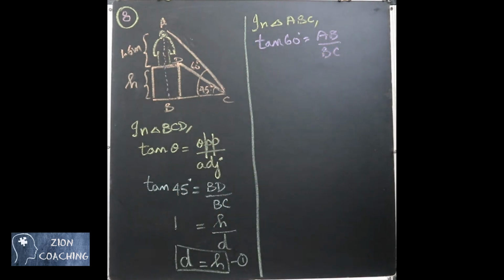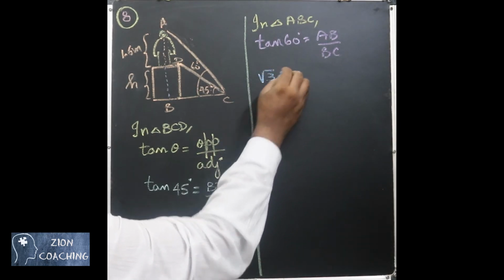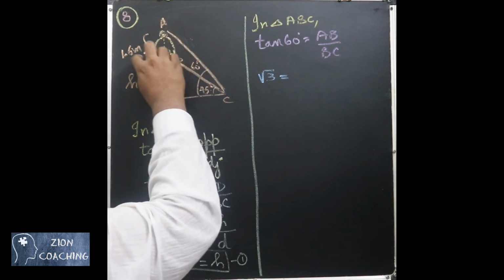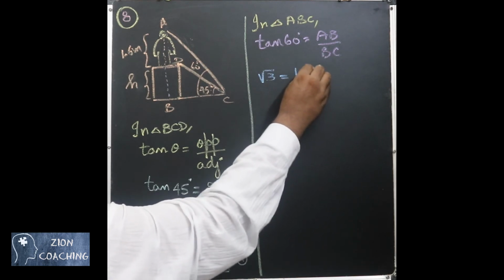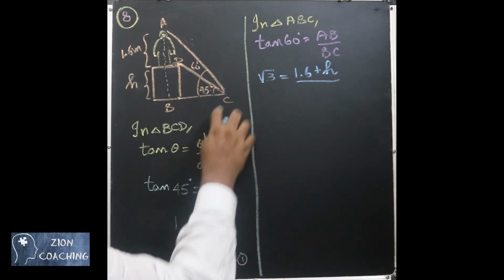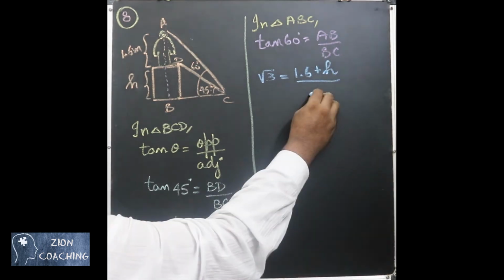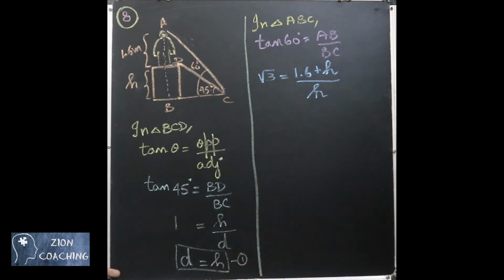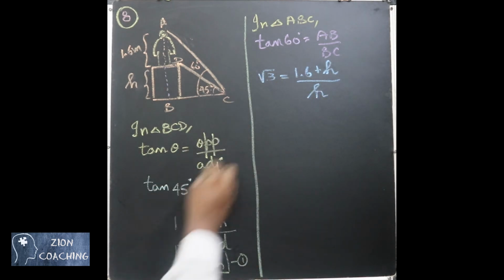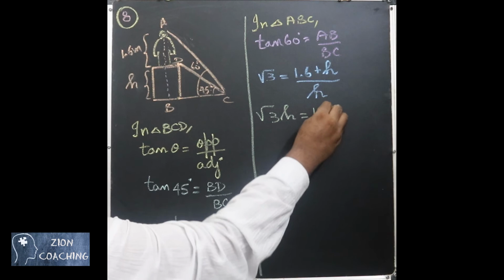When you substitute the values, you know that tan 60 degree is root 3. So we have root 3 equal to AB. AB is nothing but AD plus DB. So we can write it as 1.6 plus H divided by BC, which is nothing but the D that we have found to be H. So instead of BC you can put H there. Now taking this H to that side, we will have root 3H equal to 1.6 plus H.